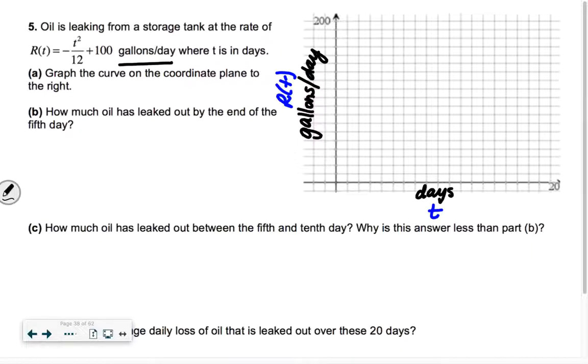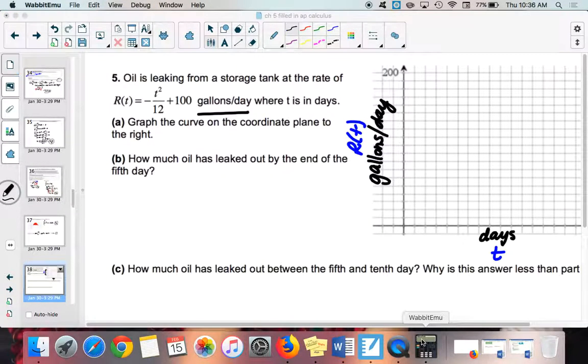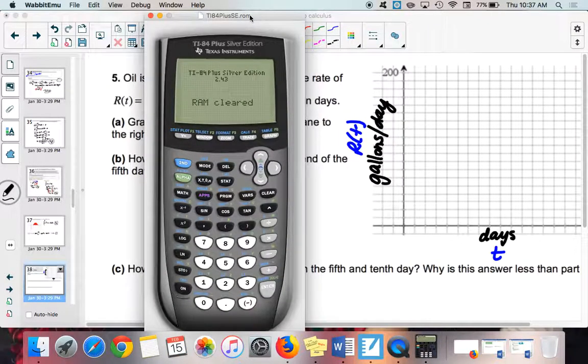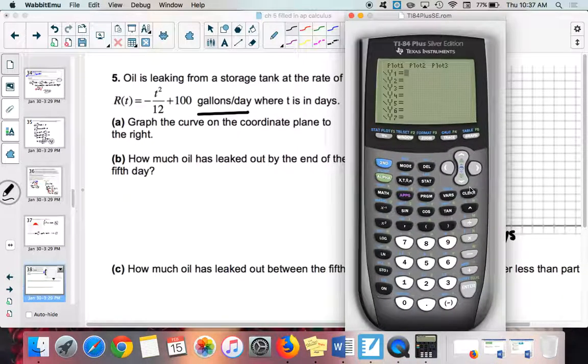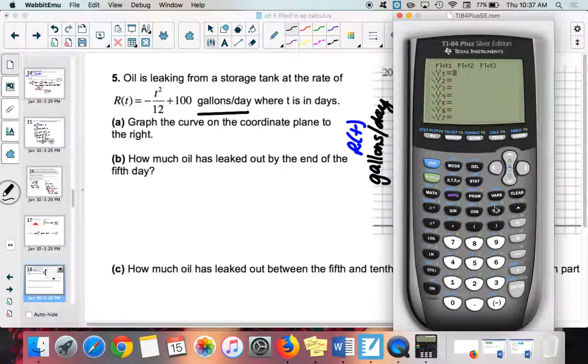So it says graph the curve on the coordinate plane to the right. So they actually have this little grid for you. And so for graphing it, we would use our graphing calculator. Should we know what it looks like? I think this one we should know kind of what it looks like, right? Cole, what's it look like? It's a downwards parabola. Yeah. What's its y-intercept? 100. 100, exactly.